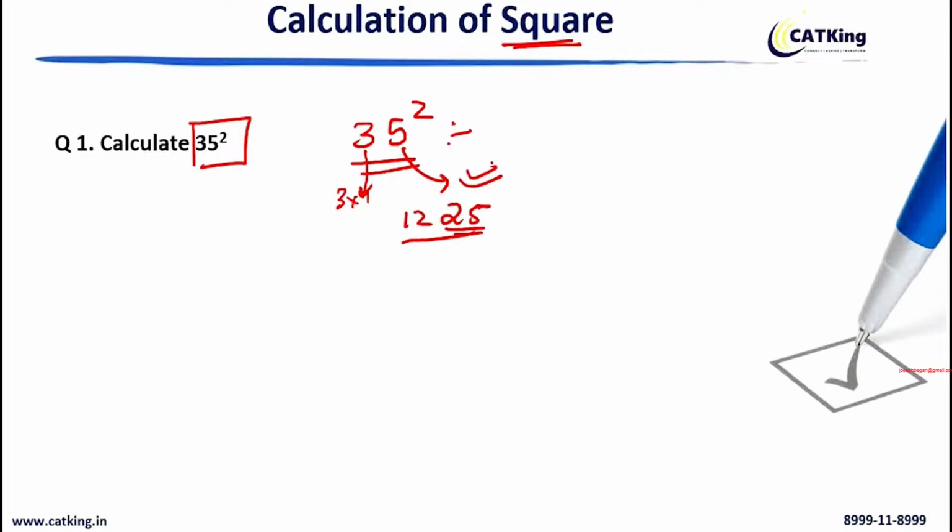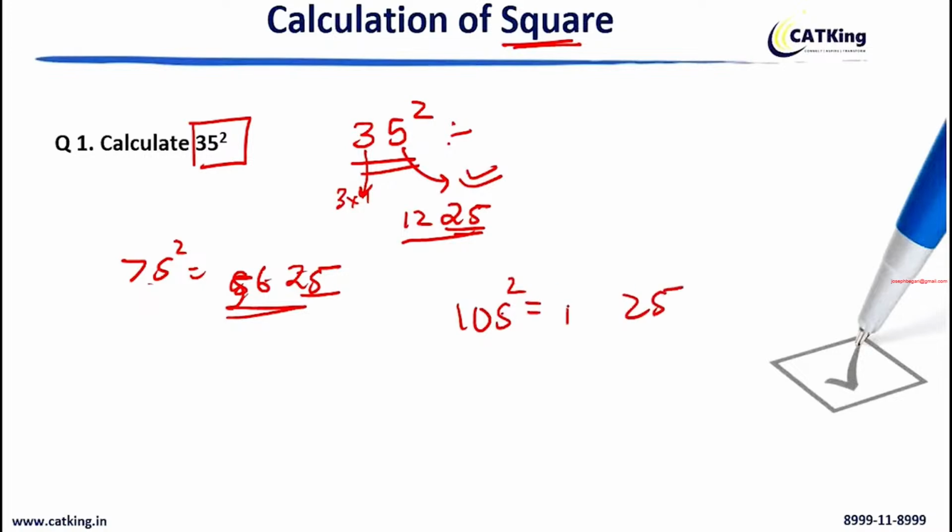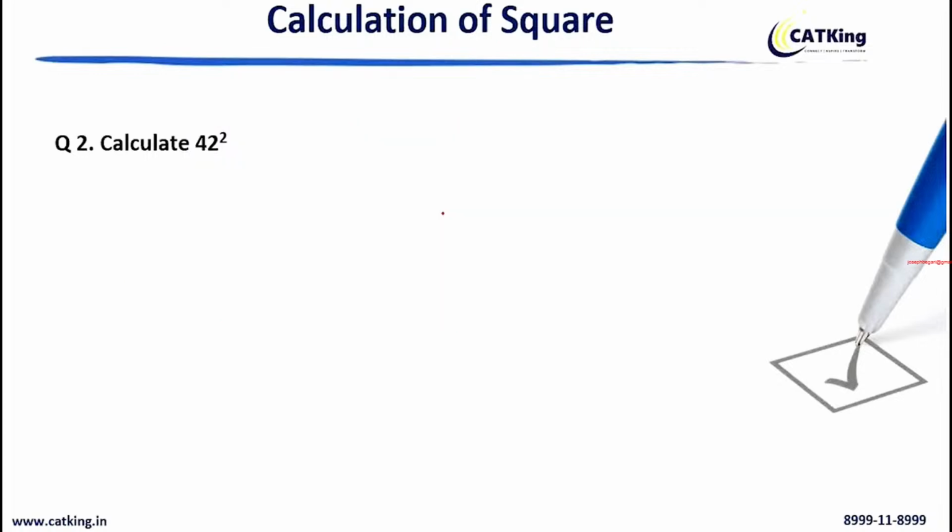Simply, if you want to calculate any square that is ending in 5, you have to follow this method. Let's take another example, 75 square. 5 square is 25. 7 into the next number 8. 8 sevens are 56. Answer is 5625. What about 105 square? 5 square is 25. 10 into 11 is 110. Answer is 11025. So I hope this is clear to you. Fairly easy stuff. Okay. But what if the number is not ending in 5?